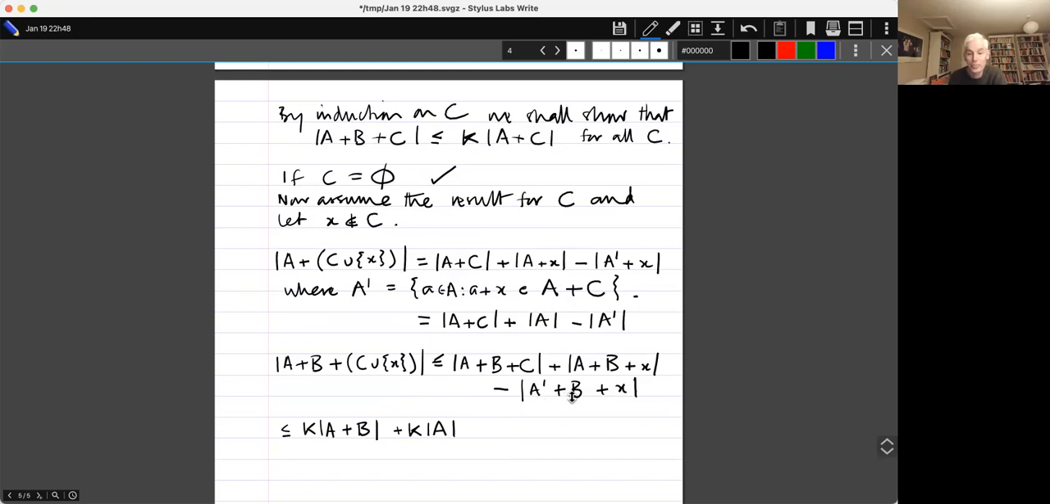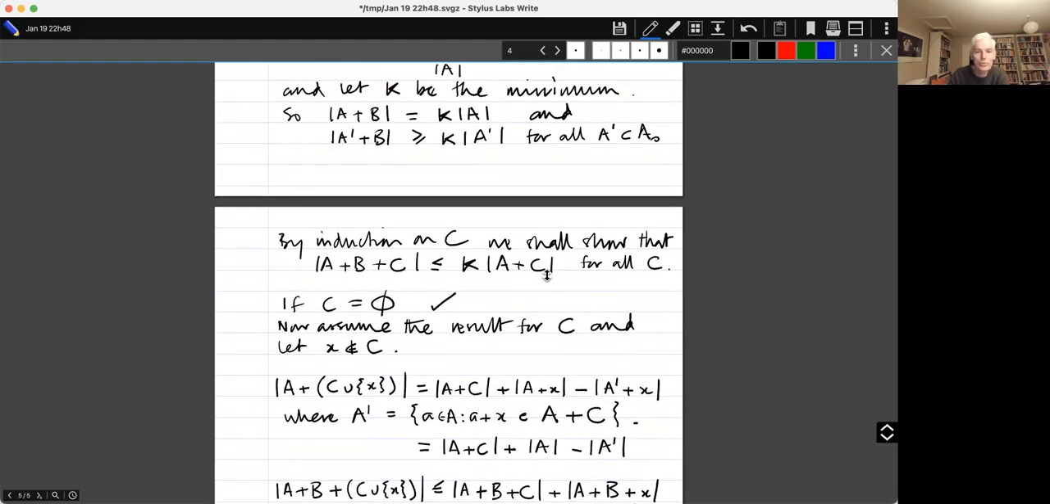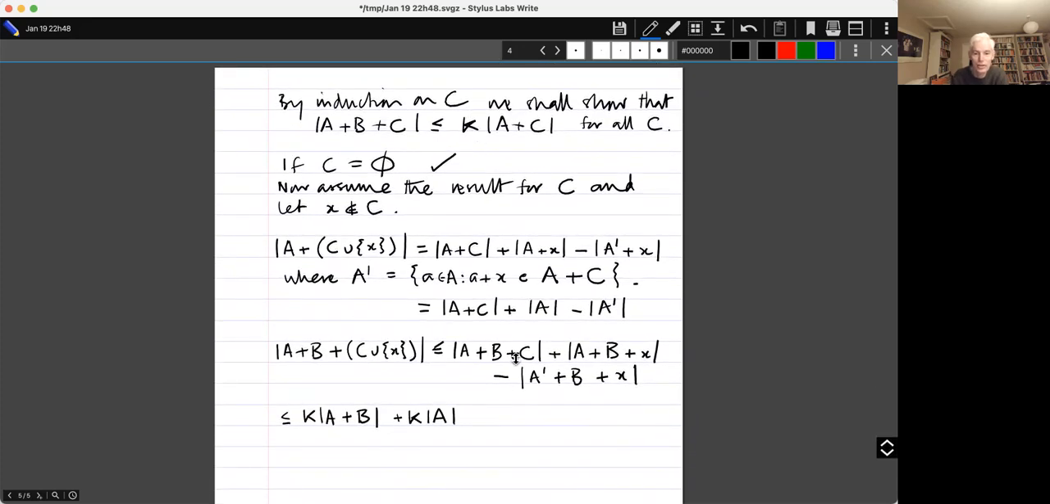And what about A dashed plus B? So this has the same size as A dashed plus B. Well, let's just go back to what we know. We also know that A dashed plus B has size at least k times the size of A dashed. So since we're going less than or equal to, we can subtract something that's a little bit smaller, so we can put in here minus k A dashed. But that actually equals the size of A plus C union x.